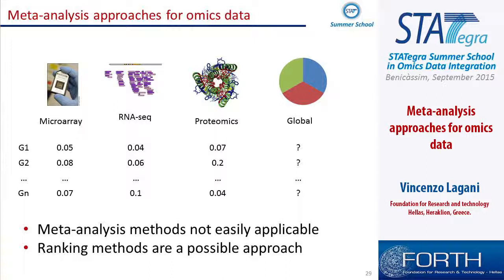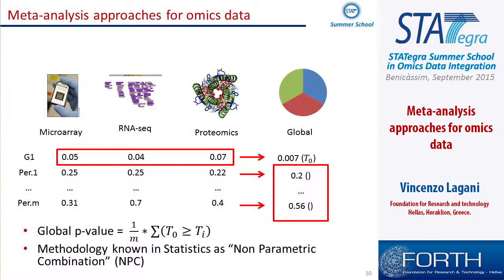One possible method is ranking methods. Meta-analysis method cannot really be applied. So essentially we came up with something called non-parametric combination. It is actually a known statistic for similar cases, for cases when you have essentially known dependencies among the p-values, and it's a permutation-based approach.